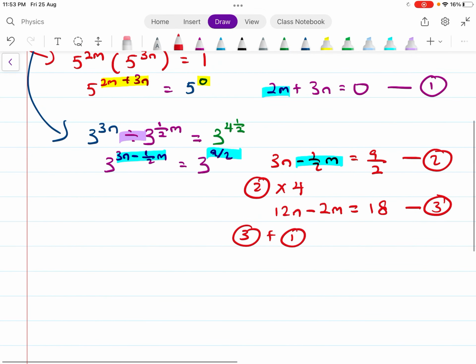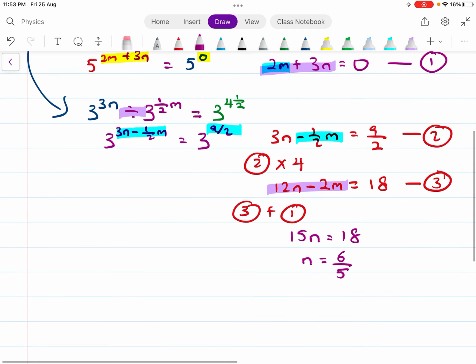Let's do this together: this whole thing here plus this whole thing here. The 2m is cancelled. What is left is 12n plus 3n, which gives you 15n. The right hand side is 18 plus 0, which is 18. So n is equal to 18 divided by 15, which is 6 over 5.